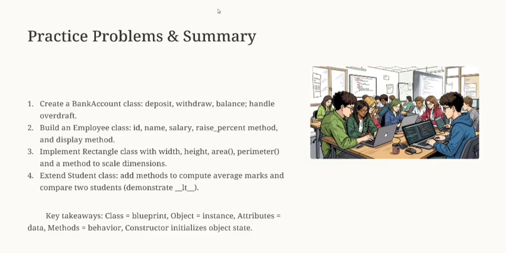Problem 1. Create a bank account class with deposit, withdraw, balance, and handle overdraft. First let's understand the real world object. A bank account is an object. Every bank account has some data and some operations. The attributes a bank account can have are account holder name, account number, current balance. These are called attributes because they describe the object. For example, if Rahul has a bank account, his account number and balance are the data of the object. You have to do this question on your own.